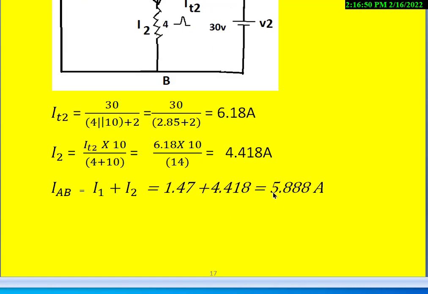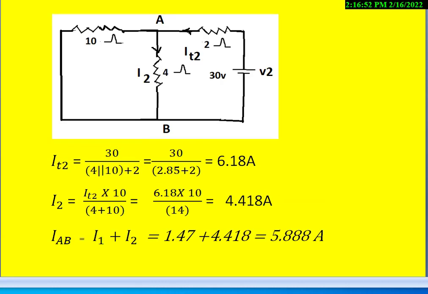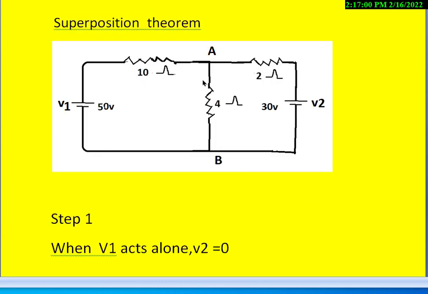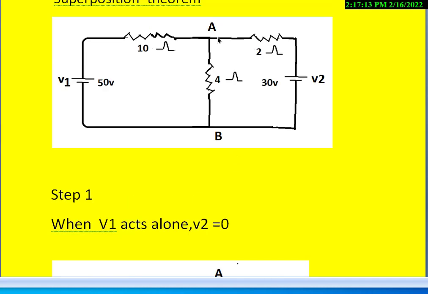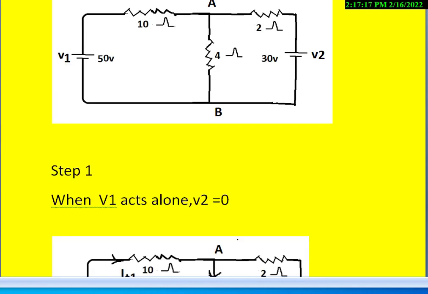The same value also we can get using the loop method also, because it is asked here to verify the superposition theorem with respect to AB terminals. So we have to calculate current flowing here due to individual voltage sources.